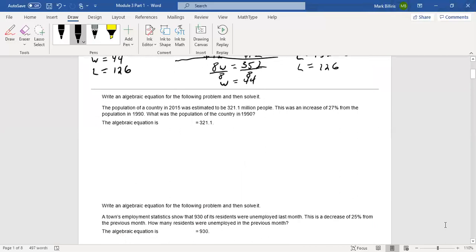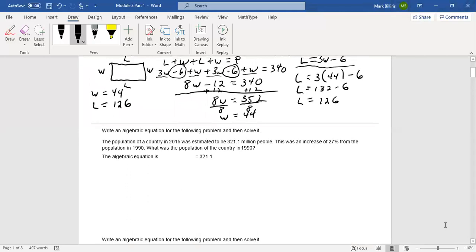The next problem, we're going to write an algebraic equation for the following problem and then solve it. It says the population of a country in 2015 was estimated to be 321.1 million people. This was an increase, and an increase means it's going to be added, of 27% from the population in 1990. So what we do is we start out by defining our variable. So in this case, we're going to let 1p equal the population in 1990.